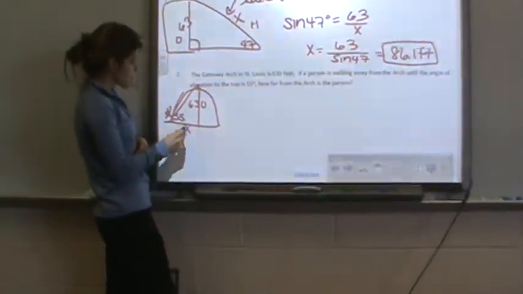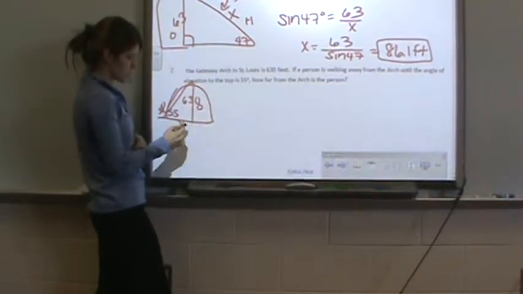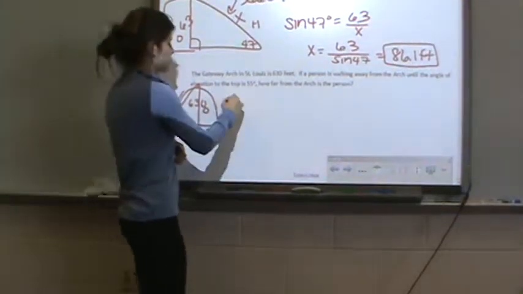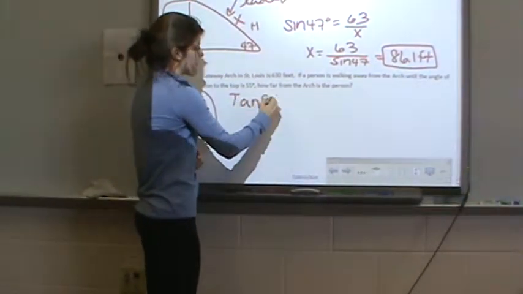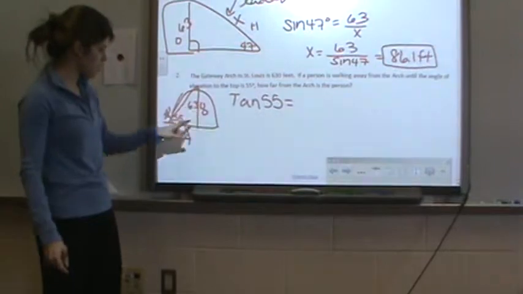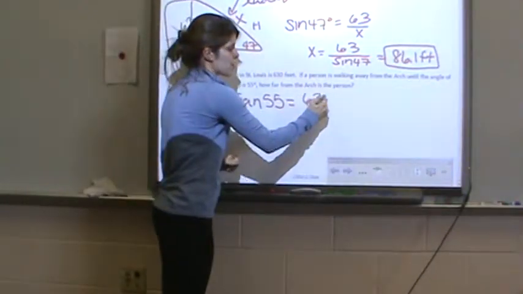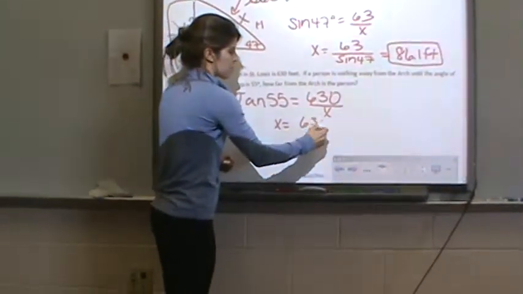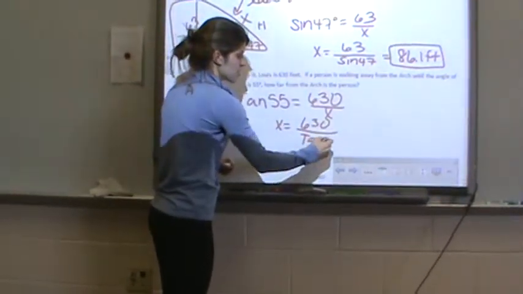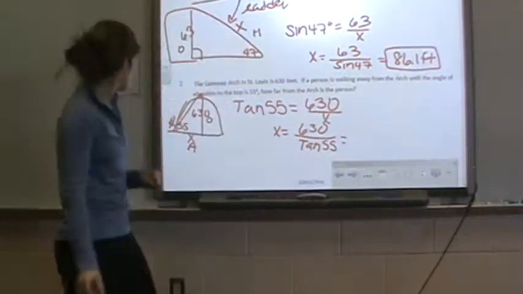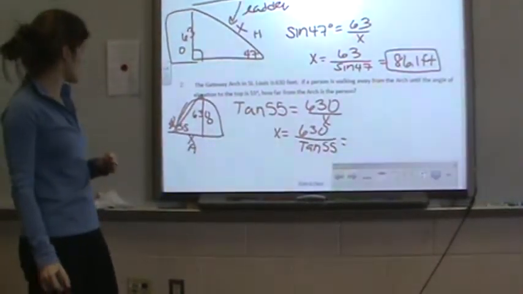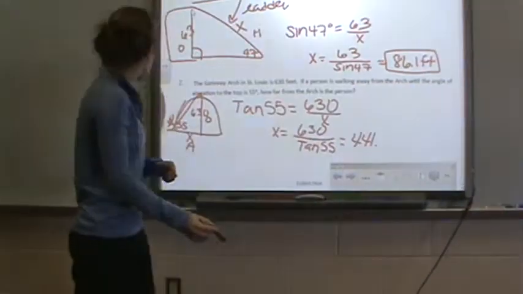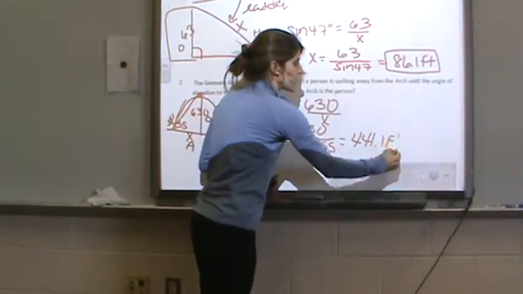So let's see. We have the opposite side, and we have the adjacent side. Okay? So tan of our angle of 55 degrees equals opposite over adjacent. So 630 over x. Okay, let's flip those to solve for x. Okay, punch that guy in your calculator, and you should get approximately 441.1 feet.